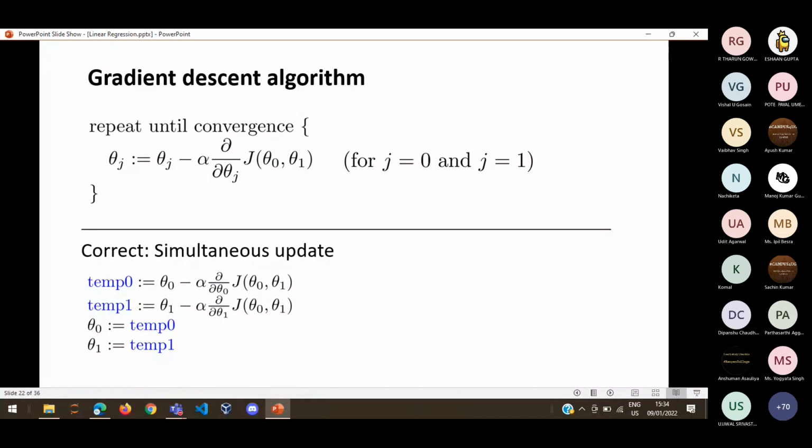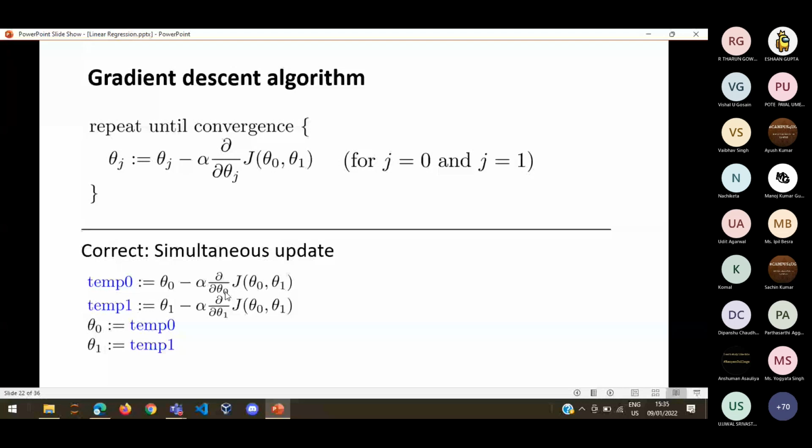This function J, the cost function, is a function of theta naught and theta1. Now you're going to partially differentiate with respect to theta naught, because you want to update that theta naught parameter, right? And similarly for theta1, you're going to store these values in some temporary variables, and after that you're going to update the theta naught value. Okay, so this is the correct way of doing that.